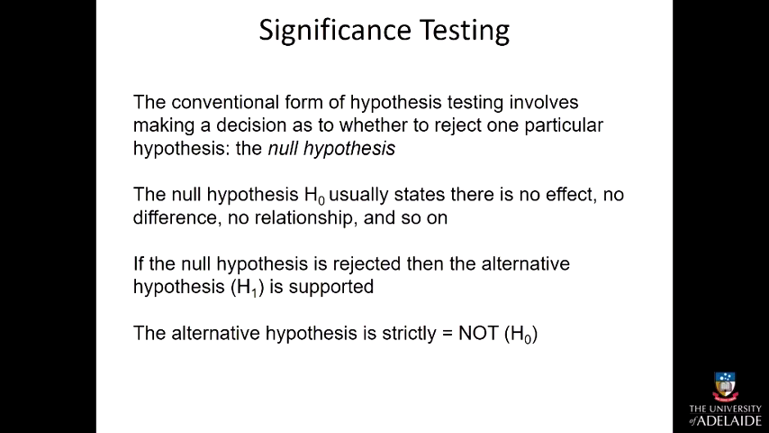Now, this is where we get into a little bit of trouble, because most people think that when they reject a null hypothesis, it supports whatever they really think about what's going on. That's not the case. When you reject a null hypothesis, what you're doing is actually supporting an alternative which strictly is everything that's not the null hypothesis, not what you happen to think is the way of the world.